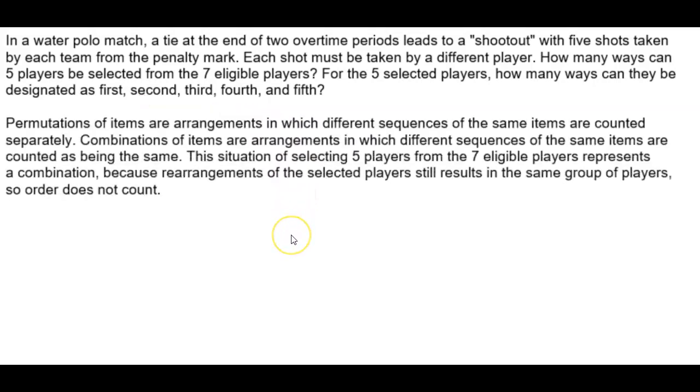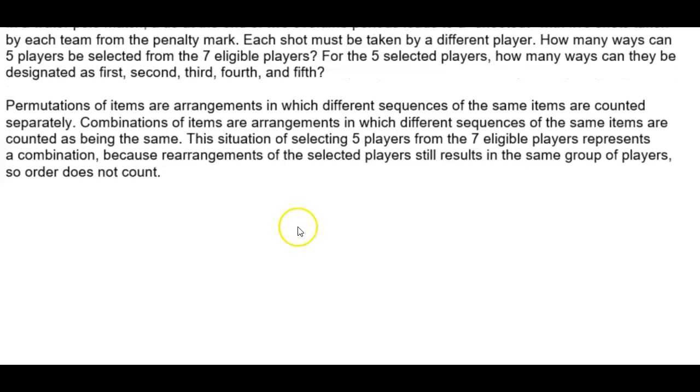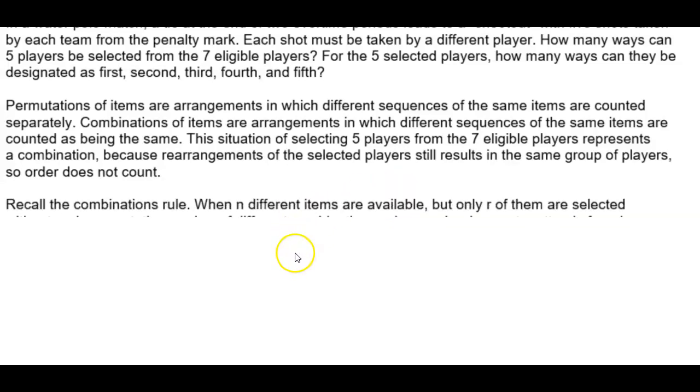Now, permutations of items are arrangements in which different sequences of the same items are counted separately. Combinations of items are arrangements in which different sequences of the same items are counted as being the same. This situation of selecting 5 players from the 7 eligible players represents a combination, because rearrangements of the selected players still results in the same group of players, so order does not count.